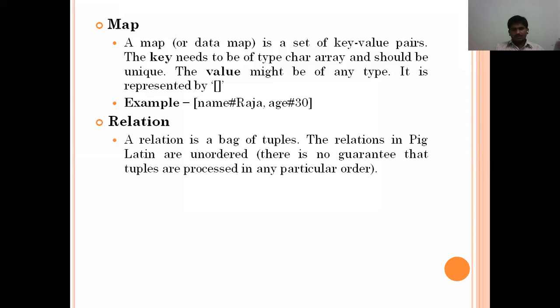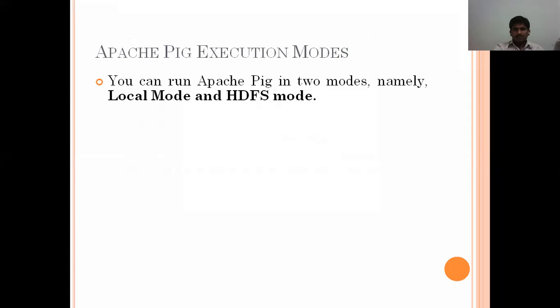Then the relationship: how are we going to maintain the relationship? A relationship is a bag of tuples. The relations in Pig Latin are unordered, and there is no guarantee that the tuples are processed in any particular order. We don't know how we are going to call it. So based upon the Pig Latin script statements, how are we going to call it?